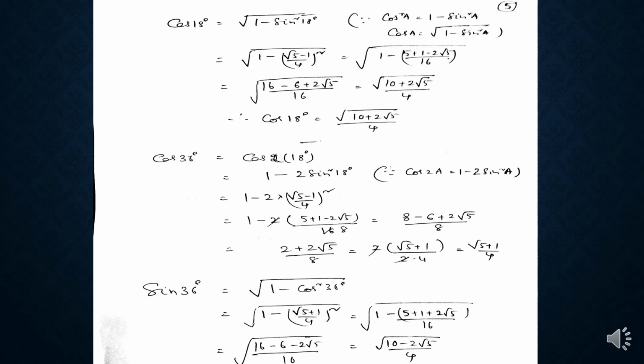Thus we got the value of sine 18 degrees is root 5 minus 1 by 4, cos 18 degrees is square root of 10 plus 2 root 5 by 4, cos 36 degrees is root 5 plus 1 by 4, and sine 36 degrees is square root of 10 minus 2 root 5 by 4.